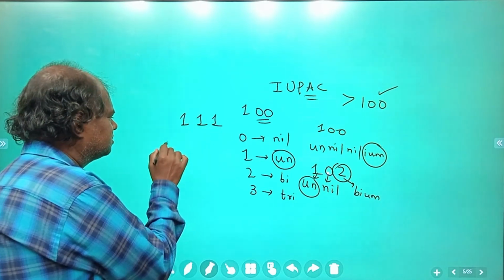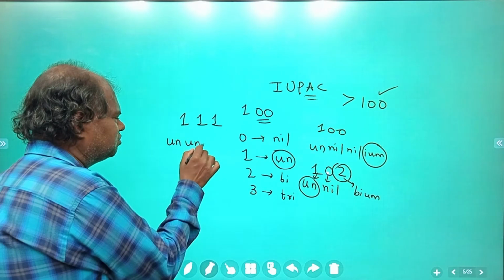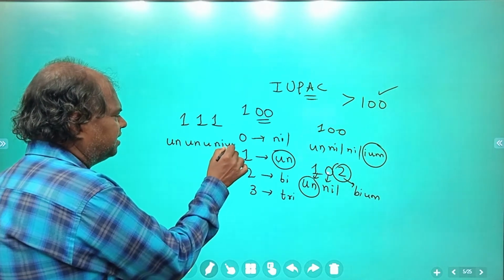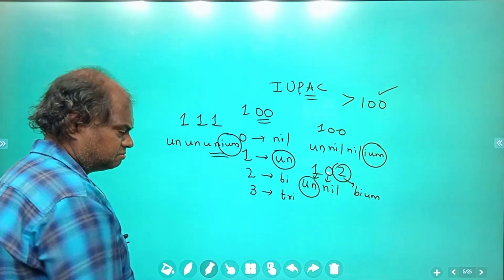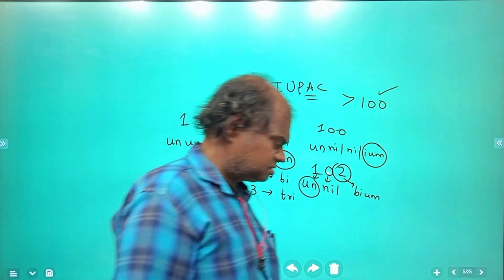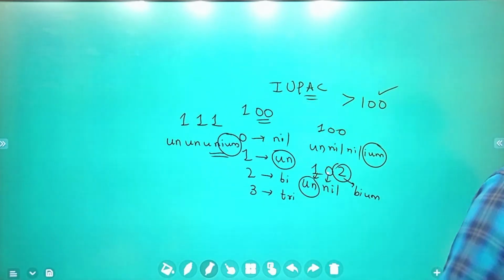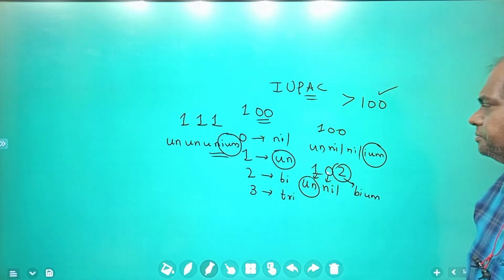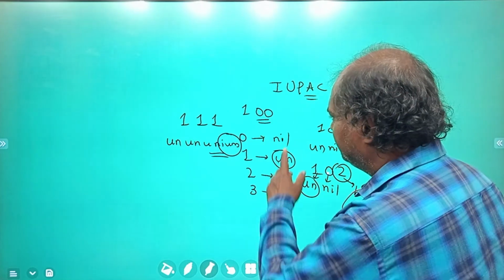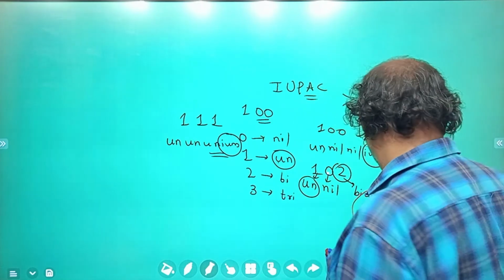Like suppose I want to name an element 111. How will you call this? Ununium, but the ending should be -ium. Okay, students. So this is how you will do it, if the element has atomic number greater than 100.